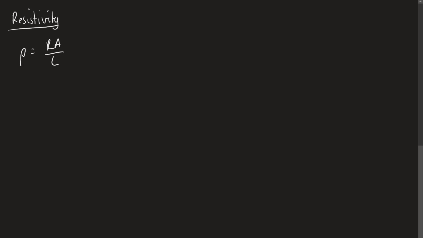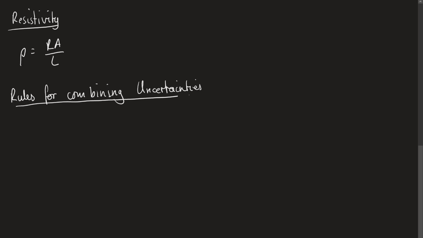So how would we actually combine things if they're in a formula? Well, we have general rules for those things. So our general rules for combining uncertainties is that if we have an equation where we are adding two things or minusing two things, so when we add or minus, then what we do is add or minus the absolute uncertainties together.